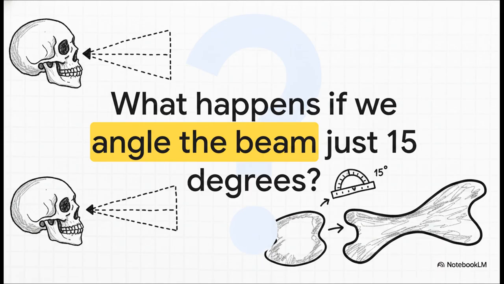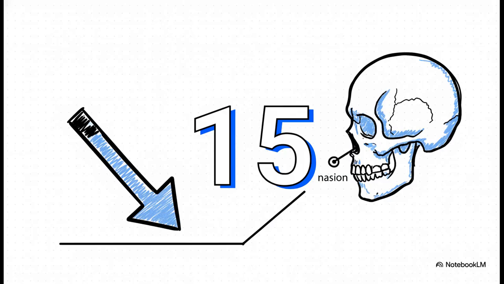Well, this brings us to the plot twist of our explainer. I want to pose this directly to you. What happens if we change absolutely nothing about the patient's physical position, but angle the beam just 15 degrees? Just think about how a single manipulated variable might impact the final diagnostic image. 15. That is the magic number.